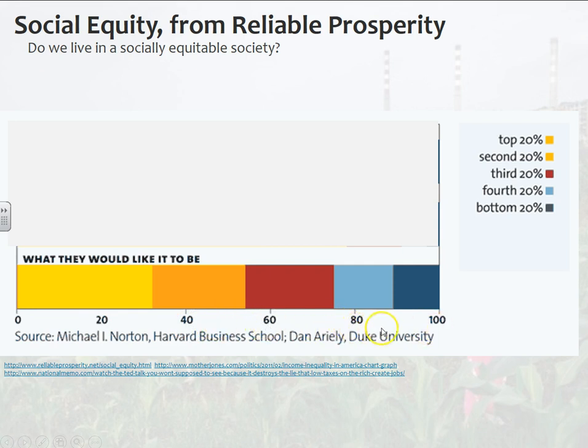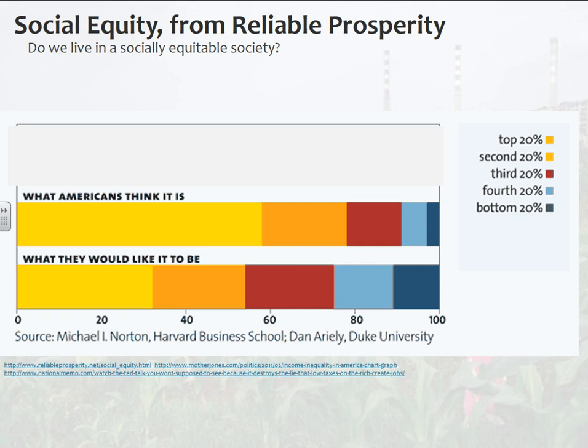Okay, so they asked them, how well distributed do you think the income should be in the U.S.? And here's what the average person said: the top 20% should have about 30% of the wealth, and the bottom 20% should have about 10%. So they said, yes, we understand that it's not going to be perfectly distributed. So this is their ideal. And then they asked them, whoops, what do you think it actually is? And here's what people actually thought it was.